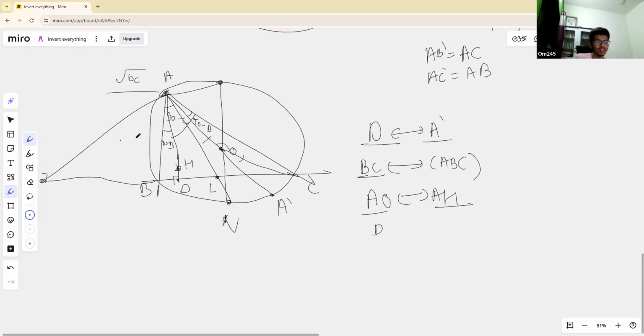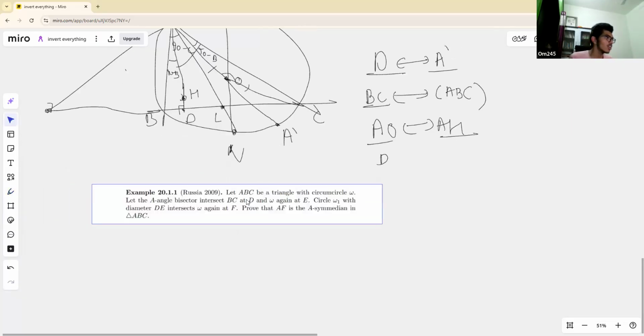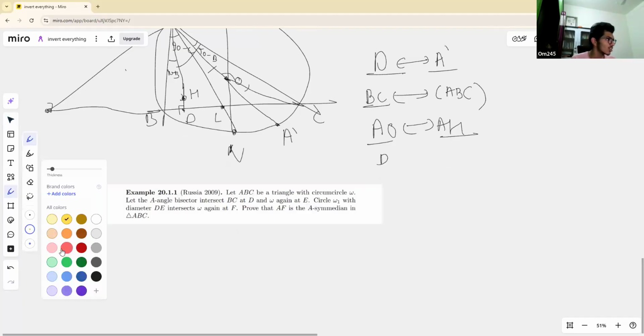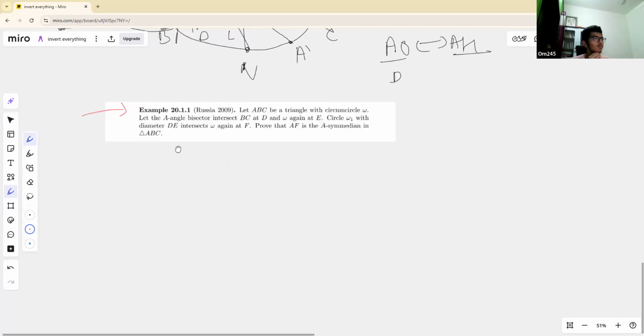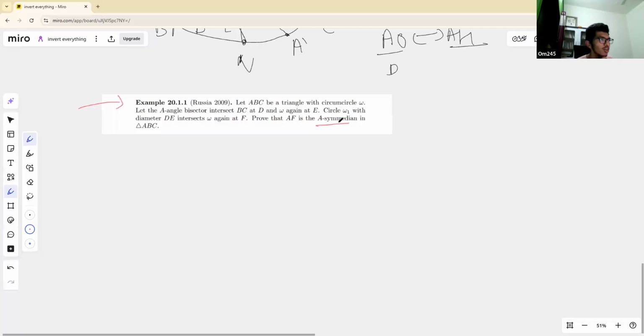Now let's work on one problem to get a feel for what we are doing. This is the way we learn things, by Russian problems. Here's a Russian problem. Let me explain if someone doesn't know: a median is reflected along the angle bisector. So if M is the midpoint of BC, consider the reflection of AM along the angle bisector, and call it the A symmedian.